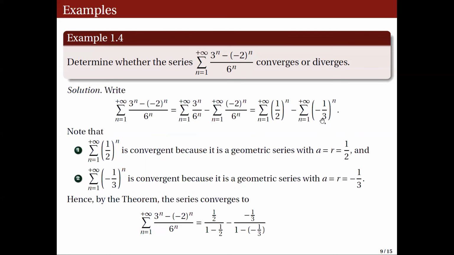And then the second series is convergent as well because it's a geometric series with first term a equals negative 1/3 and r equals negative 1/3. So therefore, the second series converges to negative 1/3 all over 1 minus negative 1/3. So therefore, computing this expression here gives us the sum of the given series, which is equal to 1 plus 1/4, or 5/4.